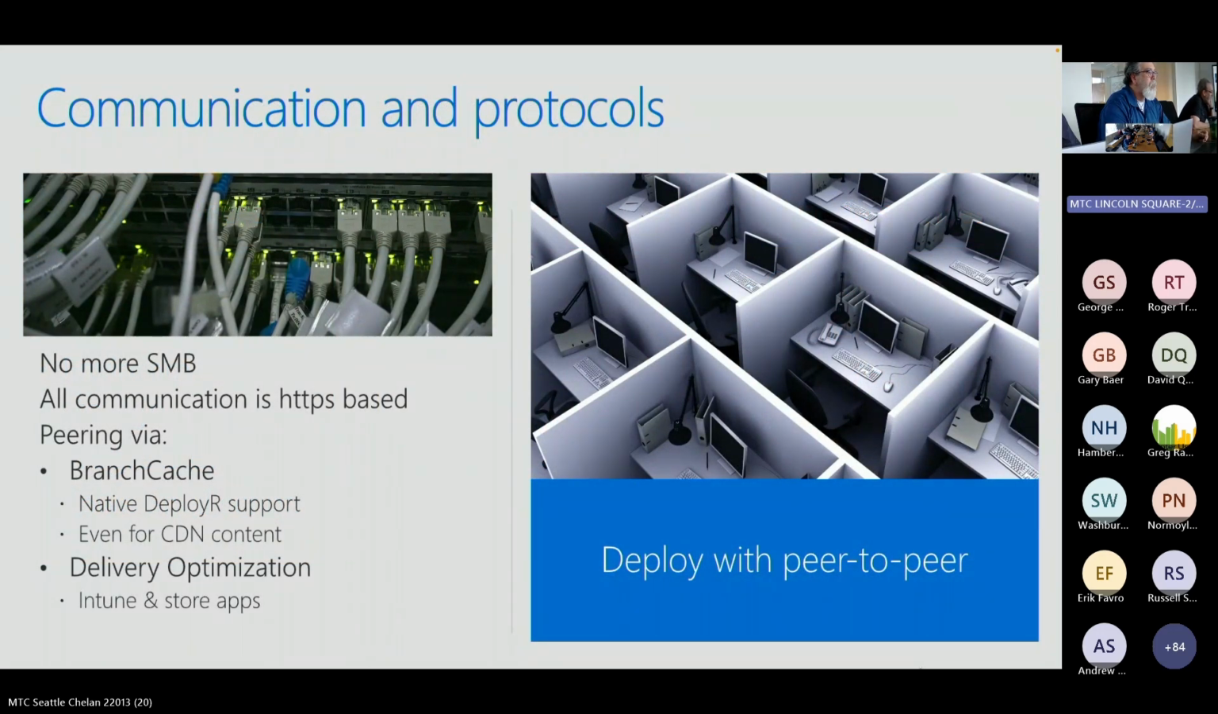MDT was all about SMB communication. No more of that. So everything that we're doing is HTTPS based. We'll support peering via BranchCache, so we can do peer-to-peer sharing of boot images and OS images, driver packs, and everything else, so that it's very scalable. Even with a single server serving out all the content, it can be helped out with all the other clients that have previously downloaded the content, sharing that content with other machines.